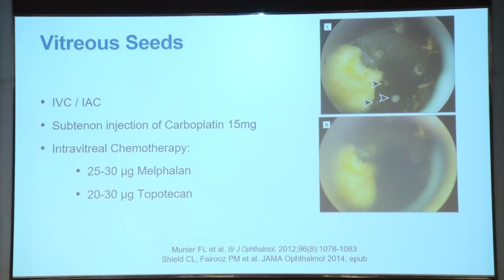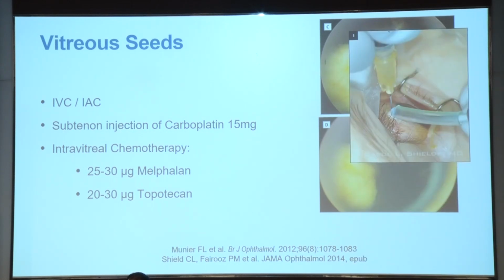Another option is subtenon's injection of carboplatin 15 mg, which is given almost once in every 3 weeks. So these are the 2 modalities which we can try, either intravitreal or subtenon's or periocular chemotherapy for these vitreous seeds. The precaution that has to be taken is that when you inject the intravitreal chemotherapy for these retinoblastomas, your needle has to come out through the cryoprobe, through the cryo ice ball, and not just like that. And also there is a specific technique to give this injection.